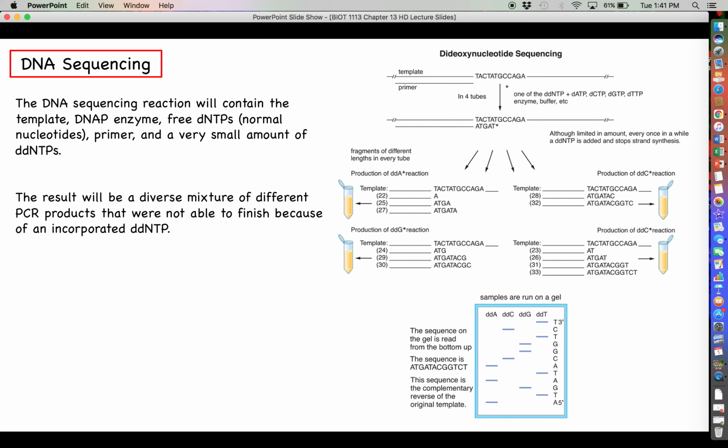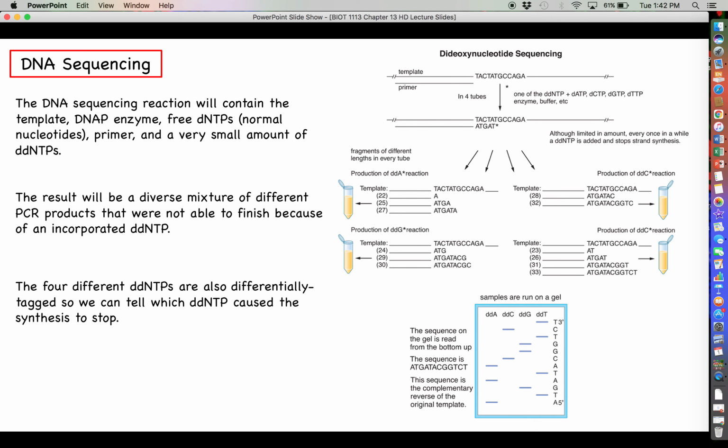The dideoxynucleotide incorporation may happen right away, it may happen part of the way through, or it may happen towards the very end. We want there to be enough template and enough dideoxynucleotide to ensure that we get every possible length of DNA that is possible. We want to get some DNA that has the dideoxynucleotide at the very first possible position, and then every position after that, so that we can know exactly which nucleotide was supposed to go there.